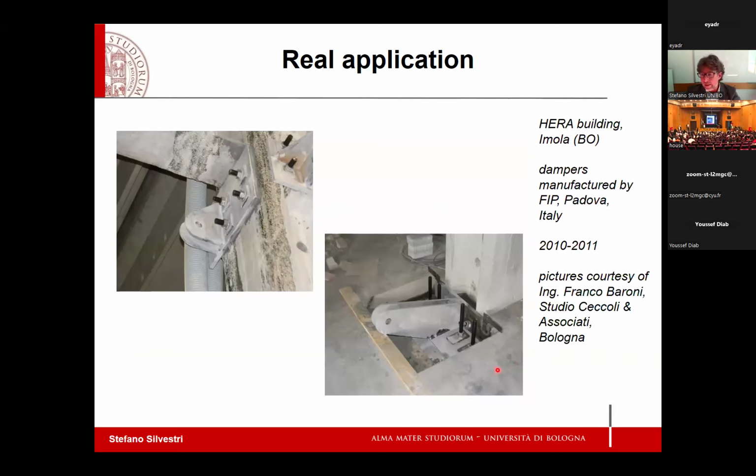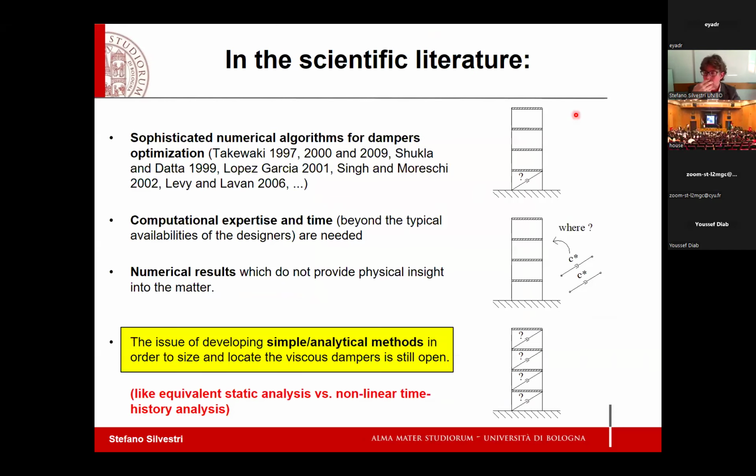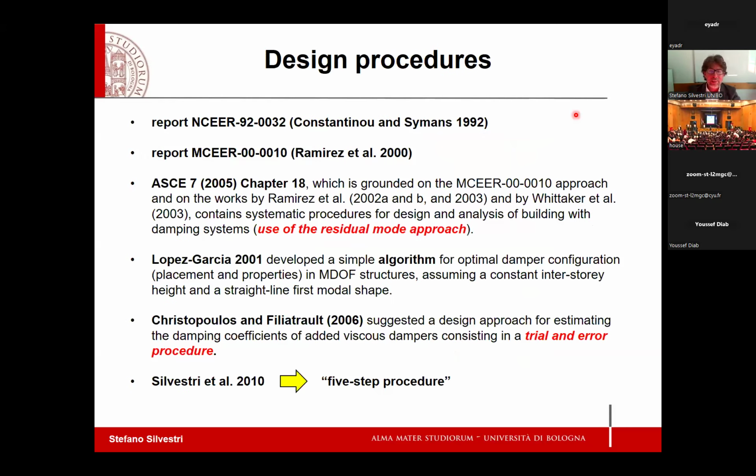Their connection can be very easy. It's just, let's say, a steel connection as usual that you typically use for bracing system, metallic bracing system. Well, in the scientific literature, but still the issue of developing simple analytical methods in order to size and locate them was open. And my research activity was actually devoted to this, to provide the practitioners with simple methods.